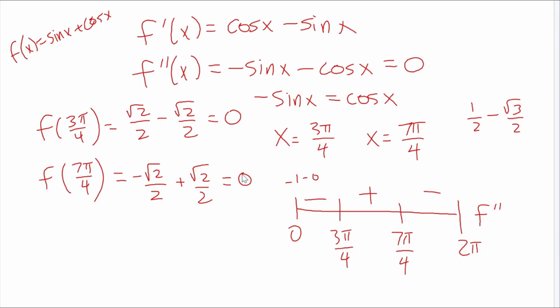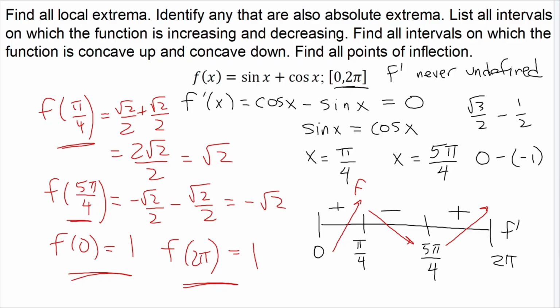So now we should be able to just figure out what our local minima, maxima, points of inflection, and increasing and decreasing intervals and intervals of concavity are. We will need to take a look back over here to determine if our local maxima and our minima are absolute maxima or minima. And so we can see that at 0 and at 2 pi, we're at 1. But 5 pi over 4 goes below 1. It goes to negative root 2. So that's going to be the absolute minimum here. And root 2 is more than 1, so that's going to be our absolute maximum.